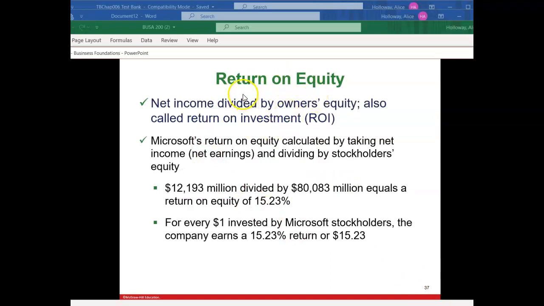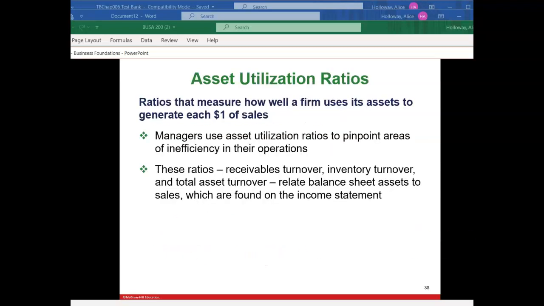And you have another ratio here, return on equity. Net income divided by owner's equity. Also called ROI. You may have heard of this a good bit, return on equity or return on investment. And so I really like being able to talk about this because this gives you an idea of what the company's actual health is as it relates to the success of the organization. All these ratios tell you something about the organization that you wouldn't normally find in other areas. And then the reality is that these are ratios that measure how well a firm uses assets to generate each dollar of sales. And that's why you want to see a ratio analysis.